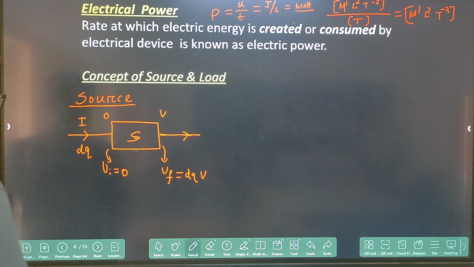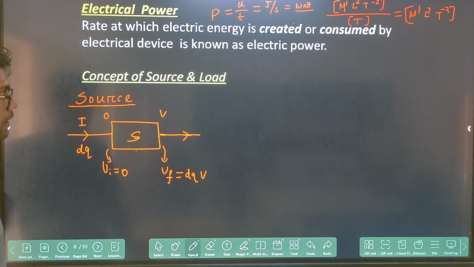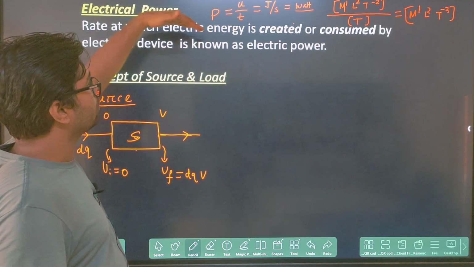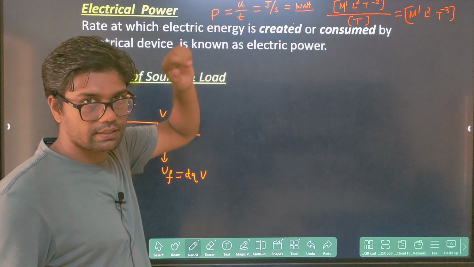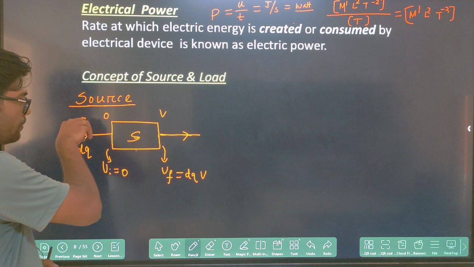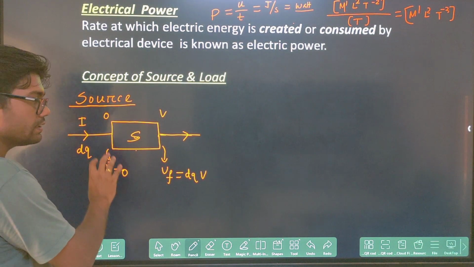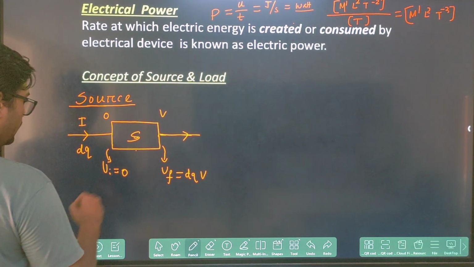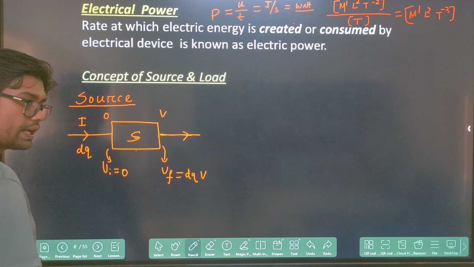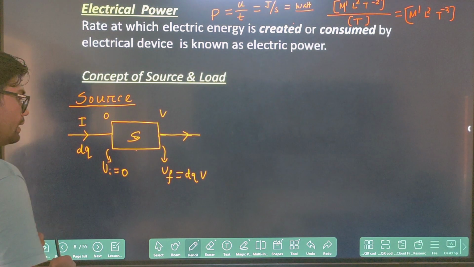right? So see here, the dq amount of charge is gaining some energy. That's what the source is doing. It's creating the electric energy, right? The current is flowing from lower potential to higher potential. Initially the energy is 0, finally the energy is equal to dq into V. So can you tell me how much energy is created? dq into V energy is created.